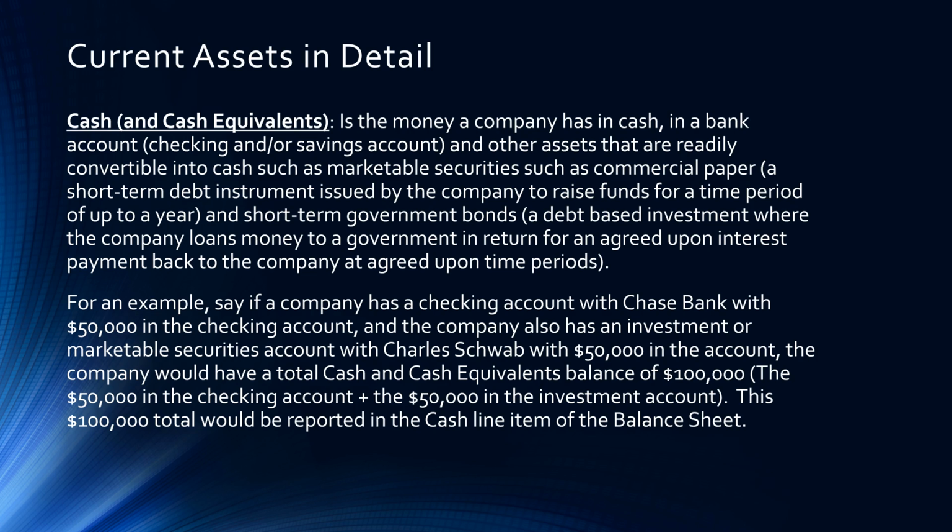For example, say a company has a checking account with Chase Bank with $50,000 in the checking account, and the company also has an investment or marketable securities account with Charles Schwab with $50,000 in the account. The company would have a total cash and cash equivalents balance of $100,000: the $50,000 in the checking account plus the $50,000 in the investment account. This $100,000 total would be reported in the cash line item of the balance sheet.